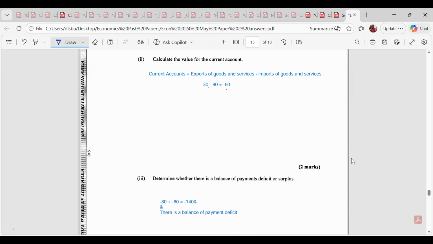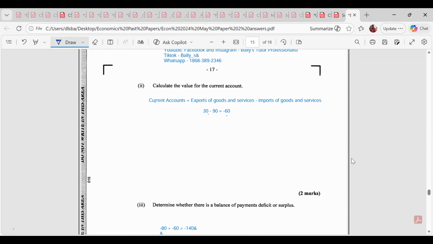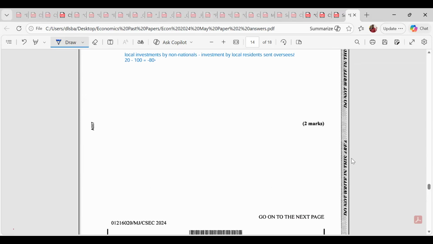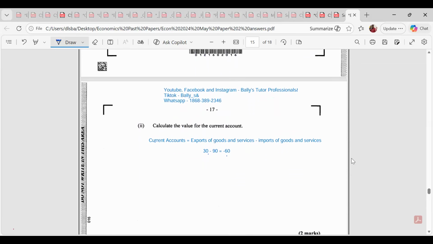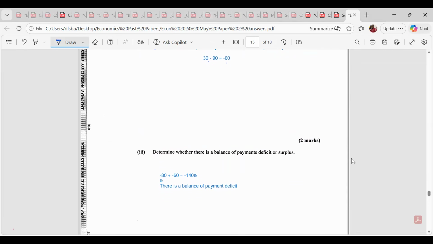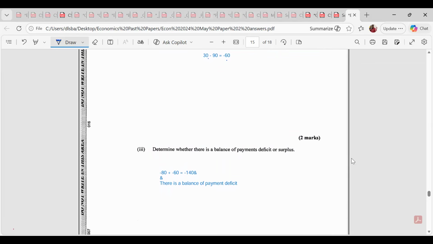This is 2024. So then it asks to determine if there was a balance of payment deficit or a surplus. Our capital account is negative 80, and our current account is negative 60. We have a deficit, right? That is negative 140. That's a deficit. So at this point, we have completed sections 1 to 7.